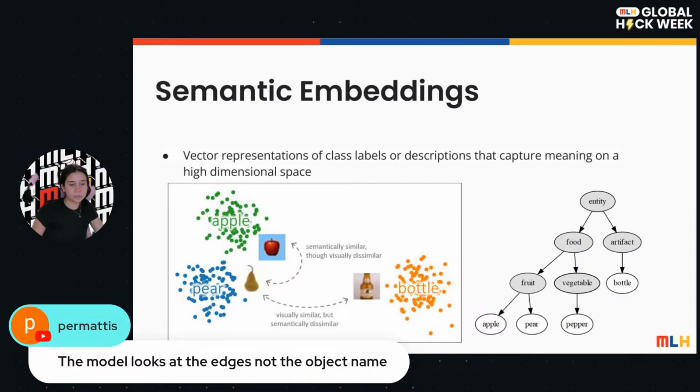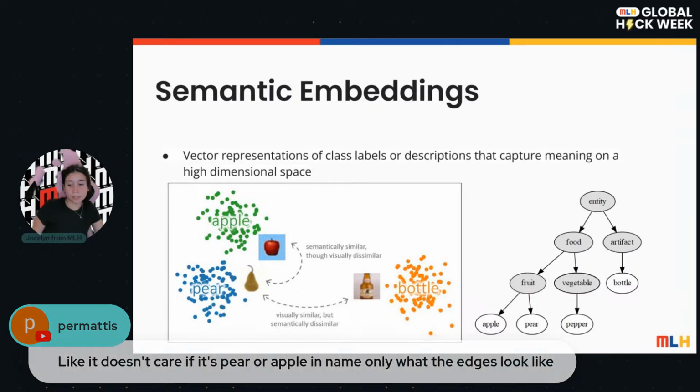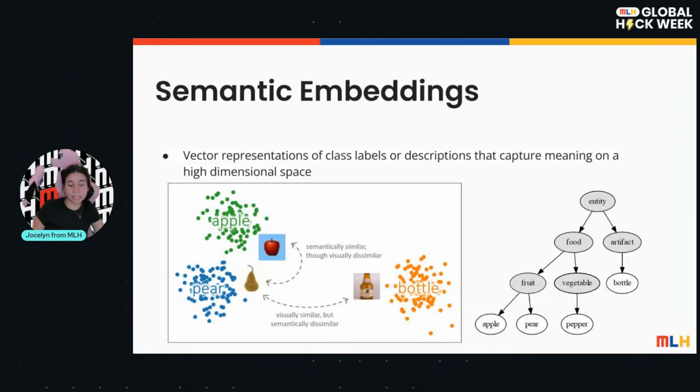Yeah, so the name is irrelevant. The model doesn't care if a pear or apple is in the name, only what the edges look like. I mean, it cares about how the object looks, but it also cares about the word itself, the name of the class, like bottle and pear and apple. It's important for the semantic embeddings and the zero shot models, because that's the only way of knowing if they relate to each other.